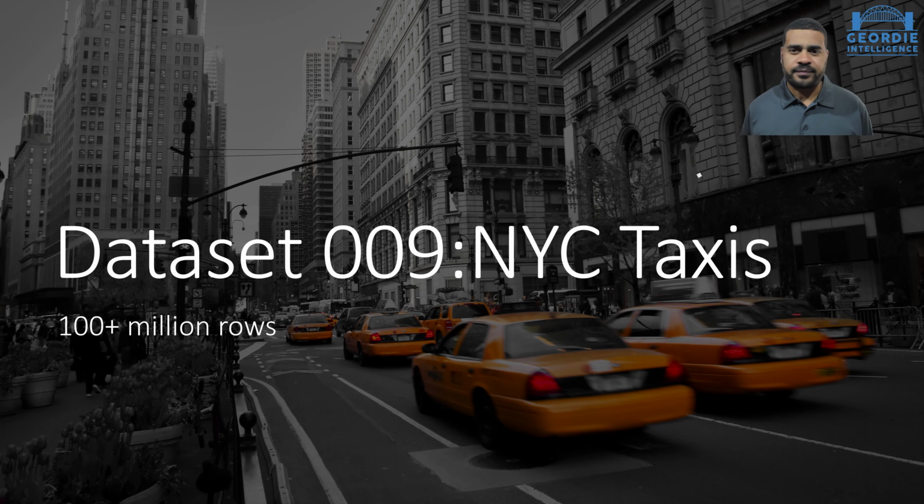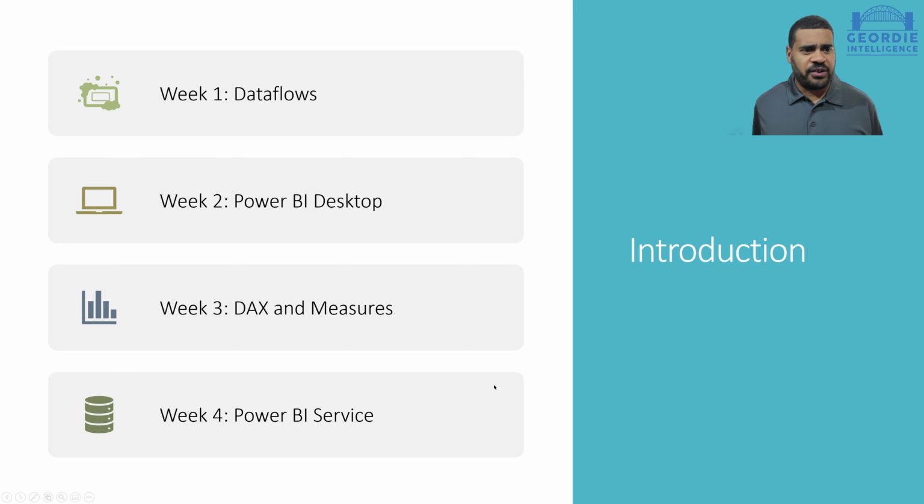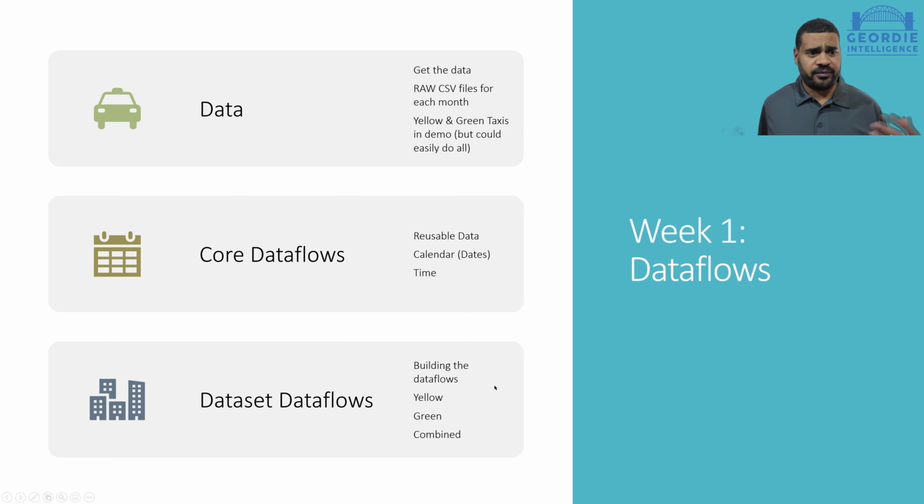Dataset 9, week 3. New York taxis. Who would have thought there was so much in there, in terms of the sheer volume that we can get into? As you know, if you remember, we've gone through week 1, week 2, week 3, and we're going to look at DAX and measures now.